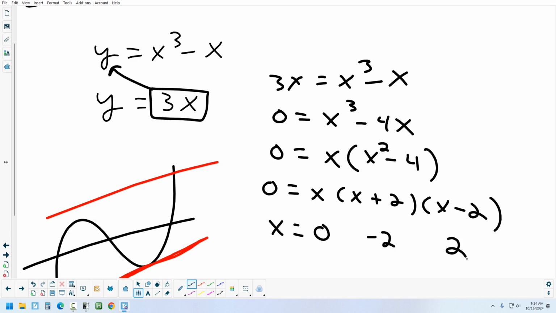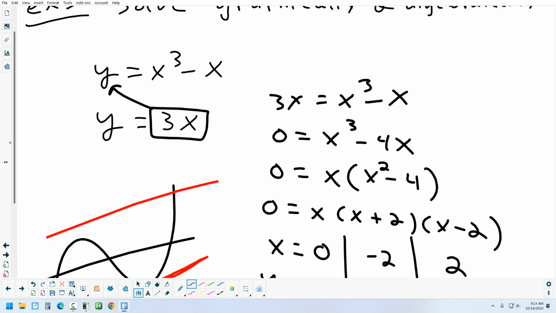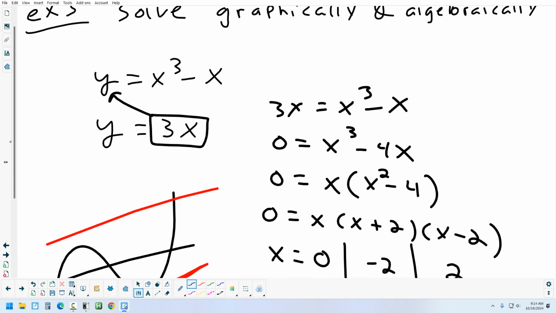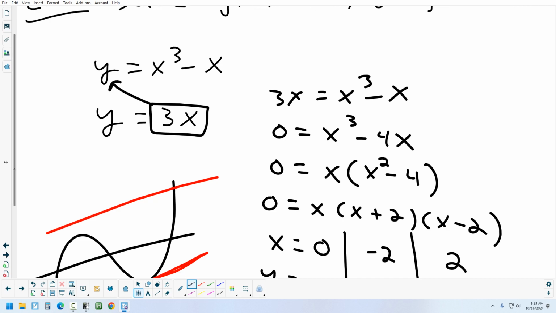Yeah, I still need all the y's. So let's do all the y's. I'll just make a table like this. Now take each of my x's, plug them in, and I'll get my y's. Well, start with 0. 0 cubed minus 0 is how much? 0.